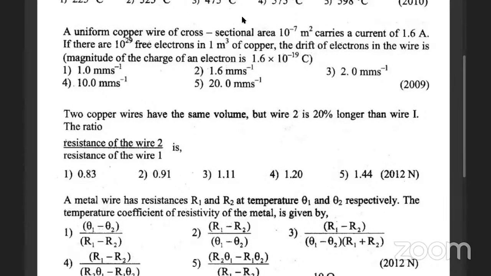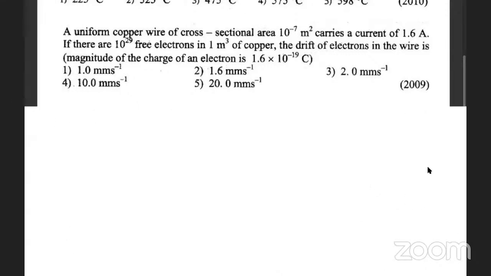A uniform copper wire of cross-sectional area 10 to the power minus 7 meters squared carries a current of 1.6 ampere. So we normally mark all this information here itself, it's easier for us. Cross-sectional area 10 to the power minus 7 meters squared, so this information is about capital A, cross-sectional area. And the current of 1.6 ampere, that is our I.